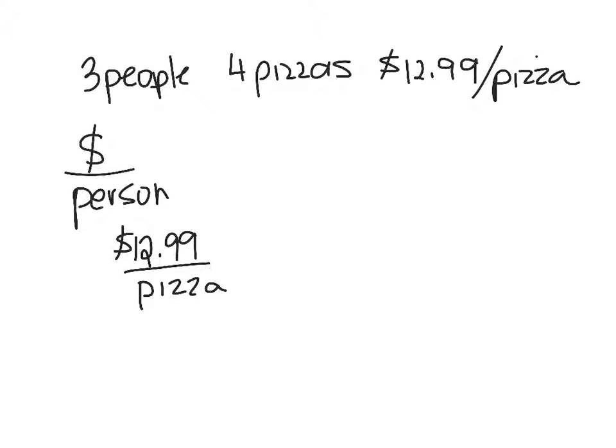Mackenzie, this is pretty tricky. It's $12.99 per pizza. So we've got the dollar sign where we want it. We want it on top. Do we want pizza in our final ratio? Do we want dollar? We want dollars per person. There's no pizza there. So we want to get rid of pizza.